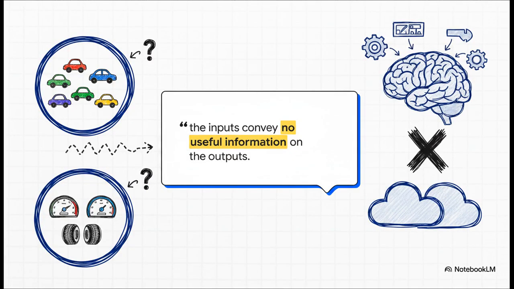And that's really the whole takeaway of independence. If your inputs and outputs are independent, then knowing the input is completely and totally useless for predicting the output. Think about it. If the color of a car and its top speed are independent, then me telling you the car is red gives you no help in guessing how fast it can go.